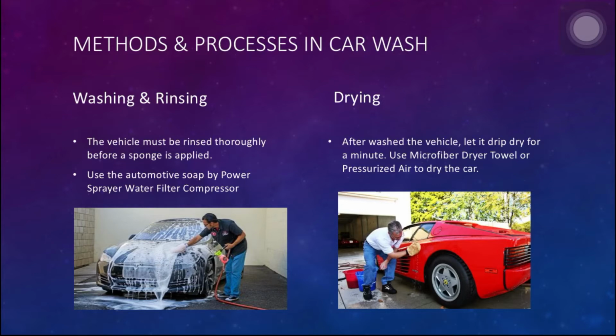I will talk about the methods and processes in car wash. The first one is washing and rinsing. The vehicle must be rinsed thoroughly before a sponge is applied. Use automotive soap with a power supply water filter compressor. The second one is drying. After washing the vehicle, let it dry for a minute. Use a microfiber dryer towel or pressurized air to dry the car.